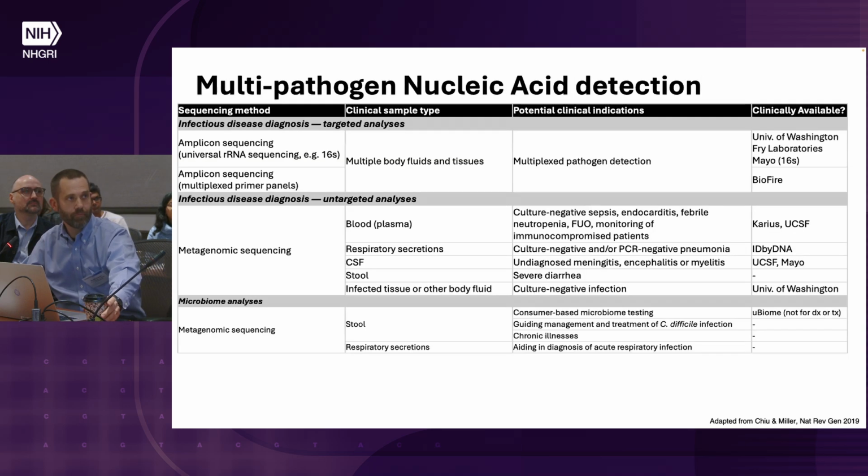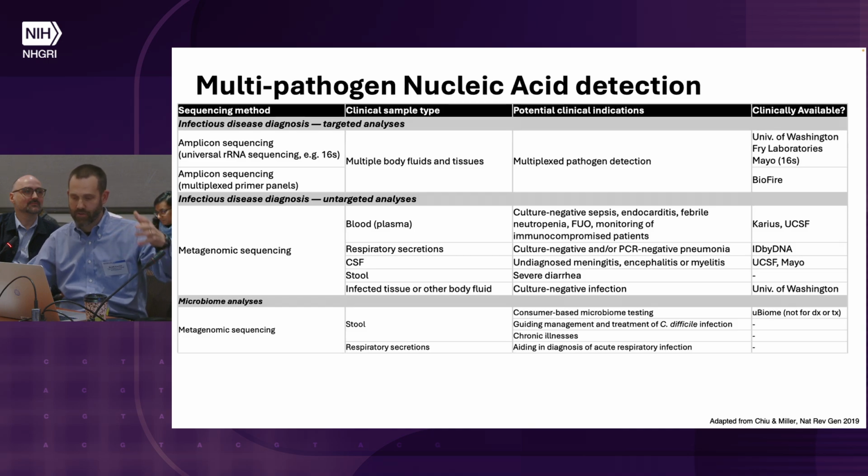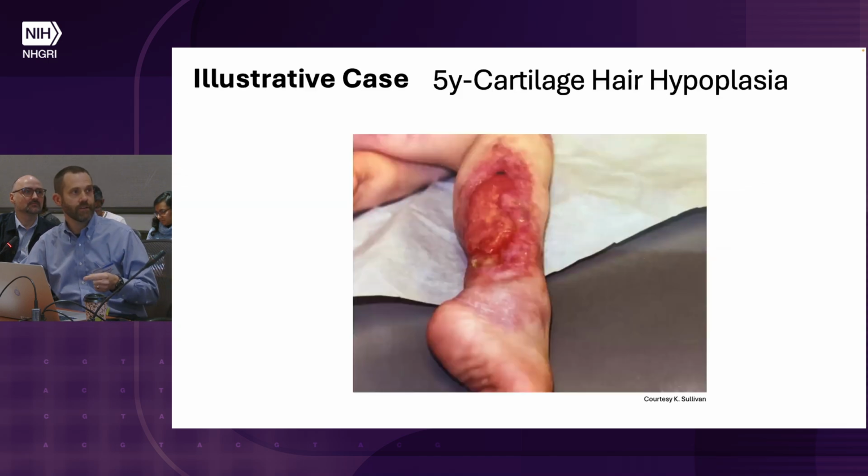hopefully. But I felt like it was worth at least discussing that there are multi-pathogen nucleic acid detection tests. Not all of these are metagenomic, but they're things you may have used or heard of. I'm sorry you can't see, but like BioFire, or Karius testing, which is metagenomic, and these can be used on liquid samples like plasma or CSF, or increasingly even from tissue samples if you know beforehand that that is what you want to send. So I thought I'd illustrate the idea of going from monogenic disease to infection with a case.